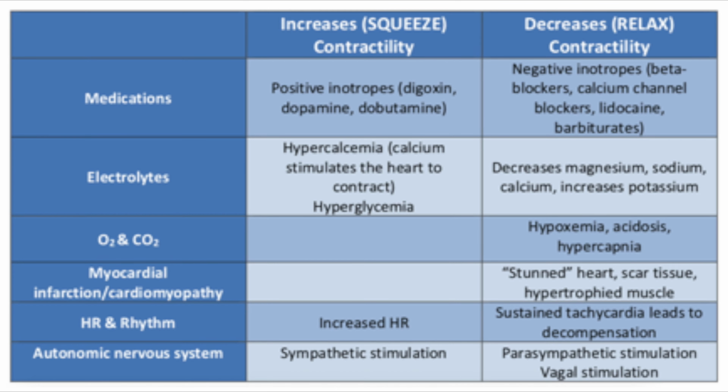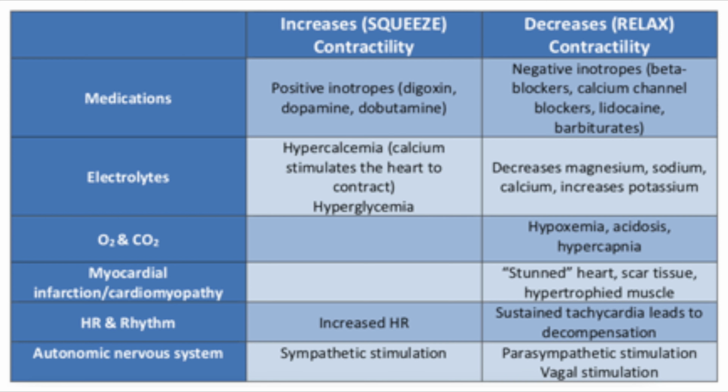Factors that influence contractility are: increases squeeze or contractility. Medications such as positive inotropes. Examples are digoxin, dopamine, dobutamine. Electrolytes such as hypercalcemia. Calcium stimulates the heart to contract. Hyperglycemia. Increased heart rate.